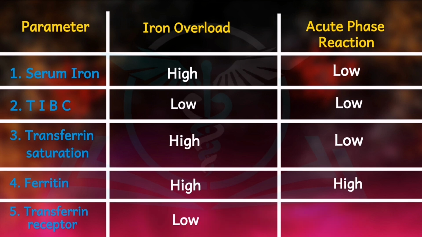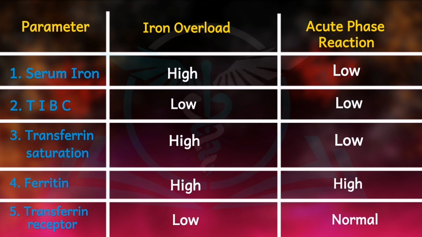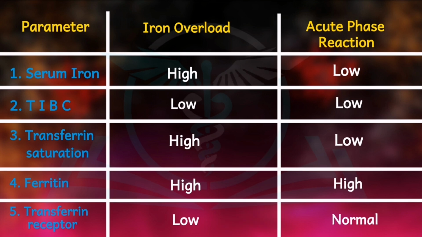What do you think? Do you think it will be high? No, it's going to be normal. It's going to be normal because you see the hepcidin is blocking the ferroportin. These cells would have almost enough iron for their use, but they would not be hungry for iron like in iron deficiency anemia. Okay, so they would express their normal transferrin receptor. And so this is about it.